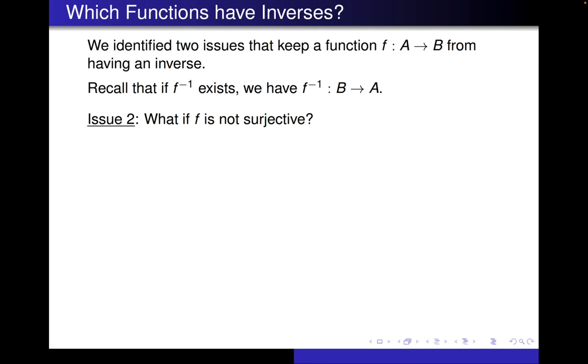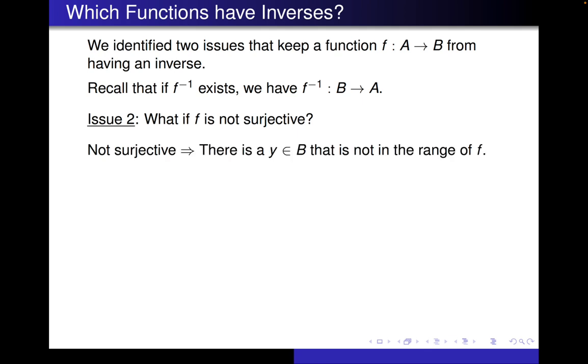All right, so here was issue 2. What if f is not surjective? Well, what does not surjective mean? That means there is some element of the codomain, we'll call it y, that is not in the range of f. In other words, y is in the codomain, but it is not an output of f. But if we're assuming that f inverse exists, what then would be f inverse of y? Remember, B is the domain of f inverse, which means that since y is in B, y is an input for f inverse.